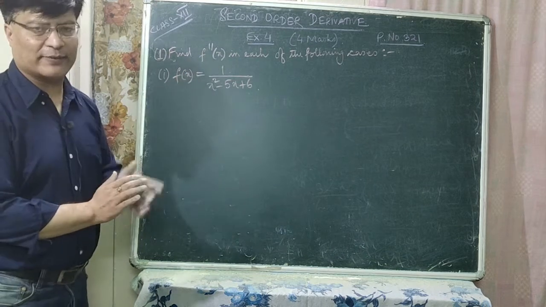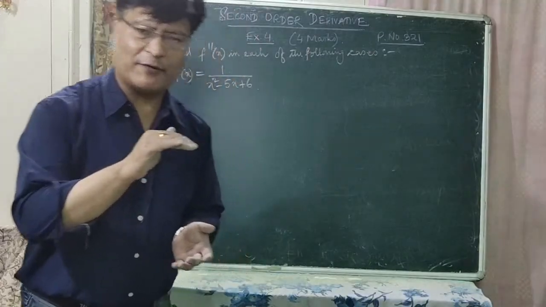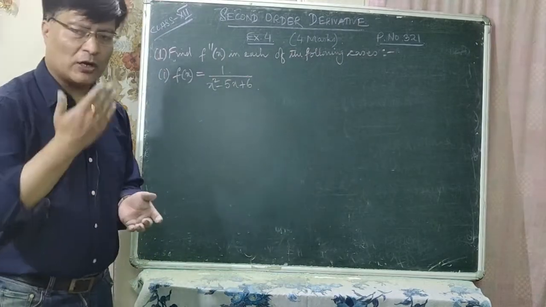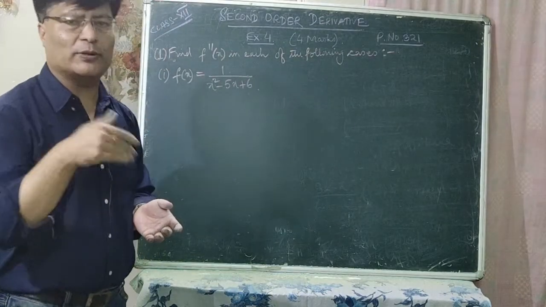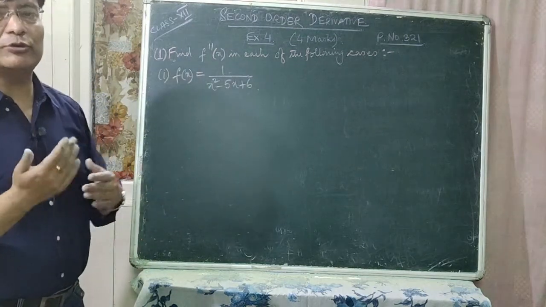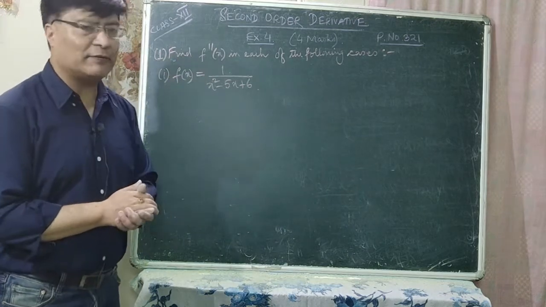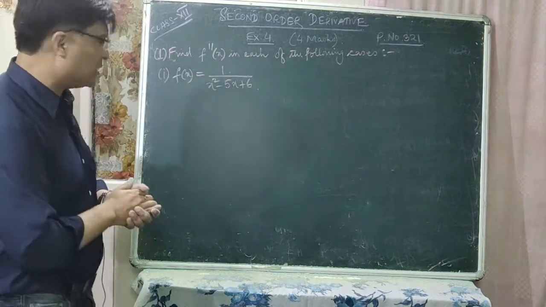What do you know f double dash of x? That is your second order derivative. If you differentiate f of x, you will get f dash of x. Again, if you differentiate f dash of x, you will get f double dash of x. So that is your second order derivative. You have to do the double differentiation out here. Okay? You have to find out f double dash of x in each of the following cases.